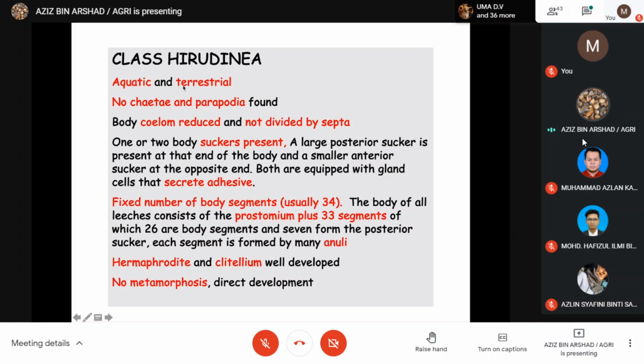Ada yang di daratan kita panggil pacat, yang di dalam air adalah lintah. This Hirudinea, they have no chaetae and parapodia. So with the structure of chaetae and parapodia, you can differentiate easily the three different major representatives.